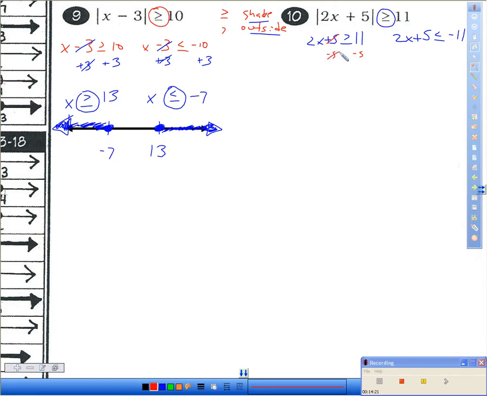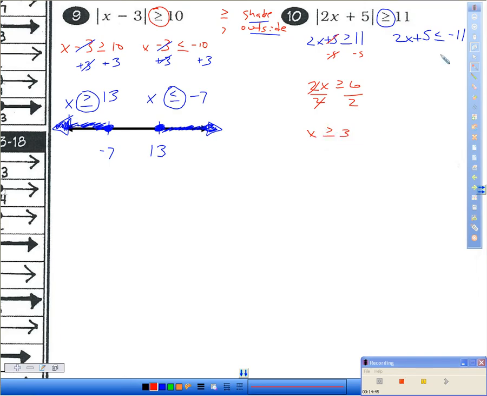We'll solve these 2 inequalities by subtracting 5 from the left and subtracting 5 from the right. Plus 5 minus 5 cancels, so we have 2x on the left. On the right hand side, 11 minus 5 gives us 6. And then we'll divide the left by 2 and divide the right by 2. The 2's give us 1 when we divide, so x, and on the right hand side, 6 divided by 2 is 3. Since we divided by a positive, our sign just stays pointing in that same direction.